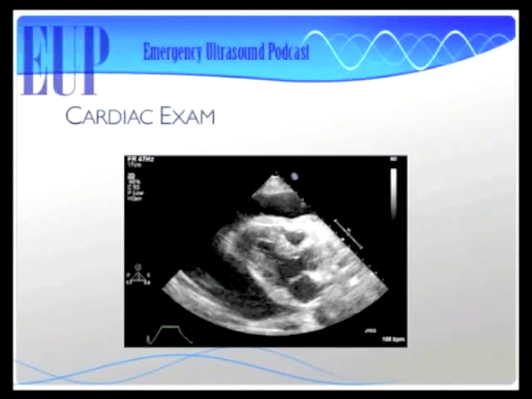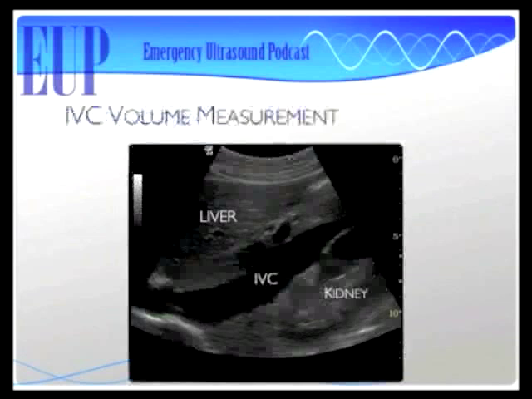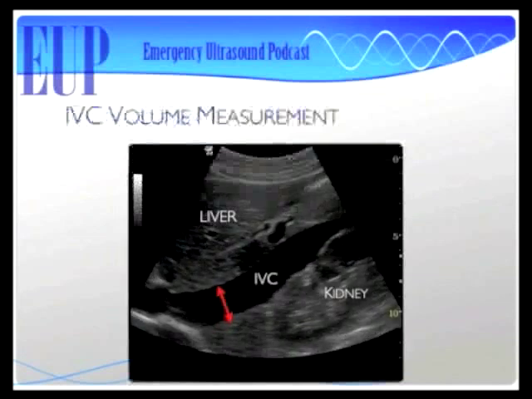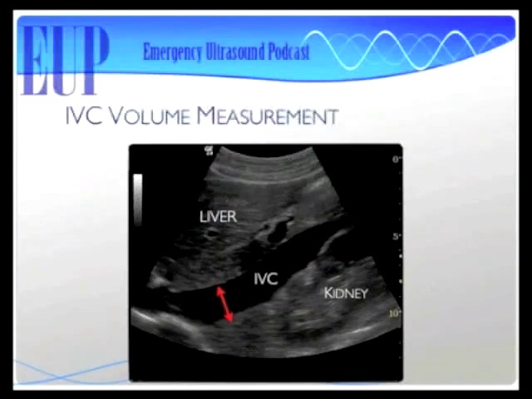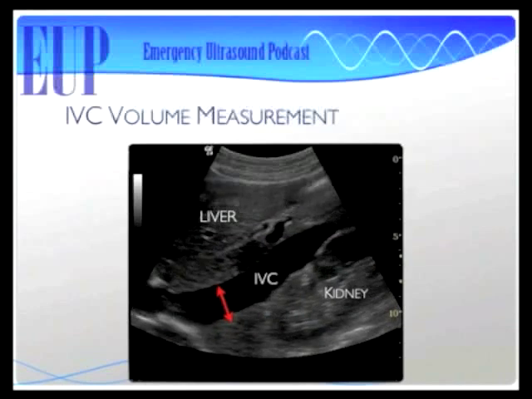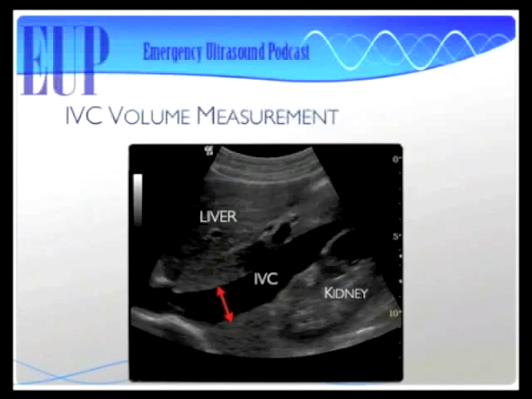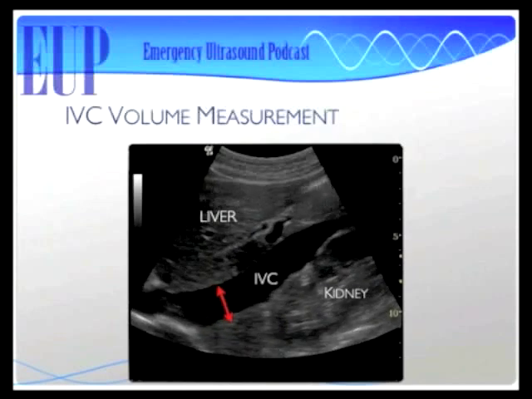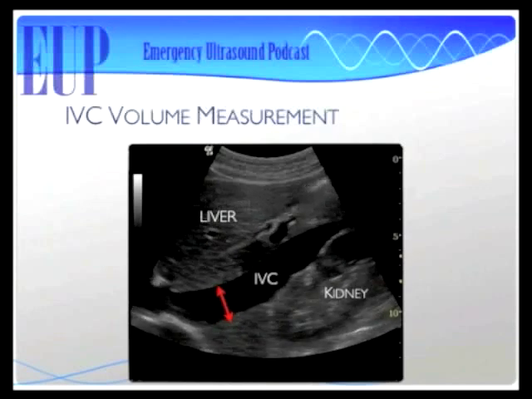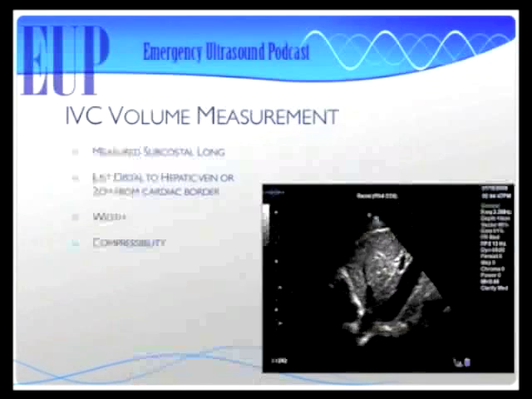So IVC can be a nice way to get a volume measurement on the patient, so an estimation of what their fluid status is. Sometimes if you think someone might be hypovolemic, their IVC would be flat. If you think they might be in heart failure, theoretically their IVC would be big and dilated. So we can measure the IVC, and we typically do that just distal to the first hepatic vein, where that vein comes off of the right heart.